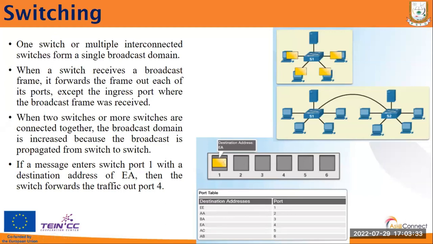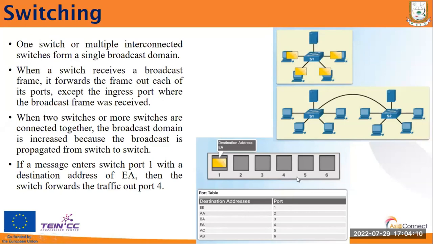Okay, we are using the switch. What is the feature of the switch? Actually, when a switch receives a broadcast frame, it forwards the frame out of each port except the ingress port, that means the coming port where the broadcast frame was received, okay? And when two or more switches are connected, as you can see in the picture, the broadcast domain is increased because the broadcast is propagated from switch to switch and to all of the end devices.